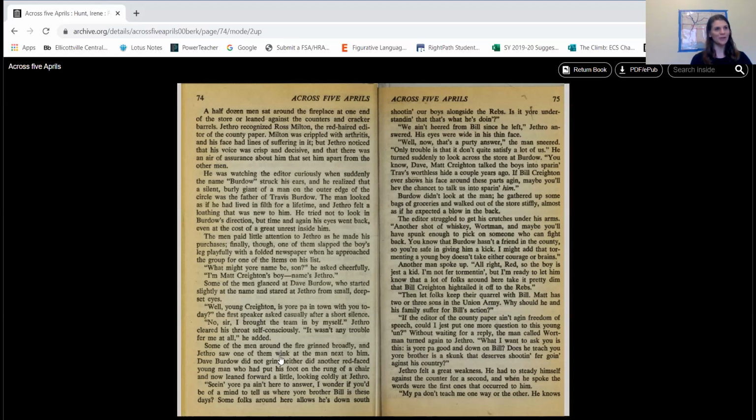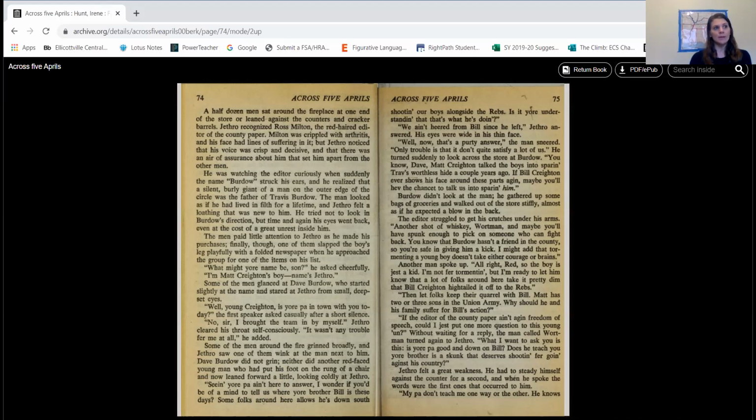Some of the men around the fire grinned broadly, and Jethro saw one of them wink at the man next to him. Dave Burdow did not grin. Neither did another red-faced young man who had put his foot on the rung of a chair and now leaned forward a little, looking coldly at Jethro. "Seeing your pa ain't here to answer, I wonder if you'd be a mind to tell us where your brother Bill is these days. Some folks around here allows he's down south shooting our boys alongside the Rebs. Is it your understanding that that's what he's doing?"